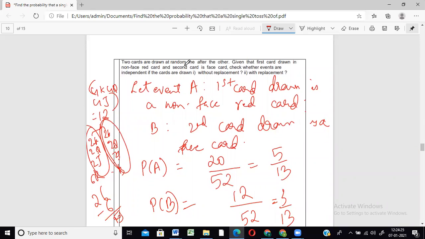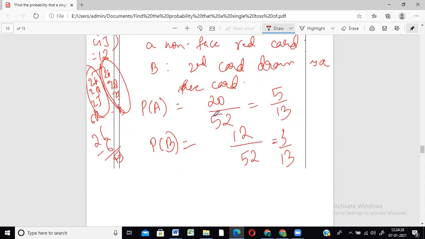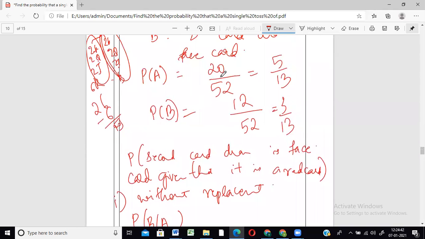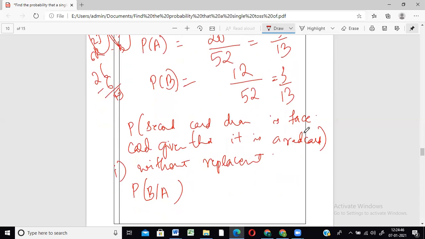Given that it is a non-face red card and the second card is a face card. So what is our statement? Second card is a face card given that it is a red card already. So it will be written as probability of B such that A, because B is actually a face card, correct? So it is a face card given that it is a red card.